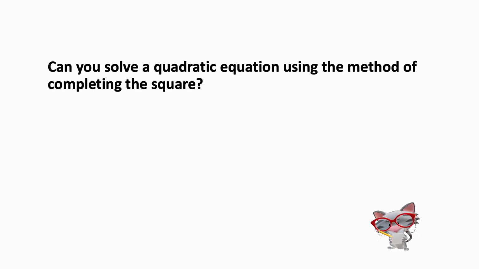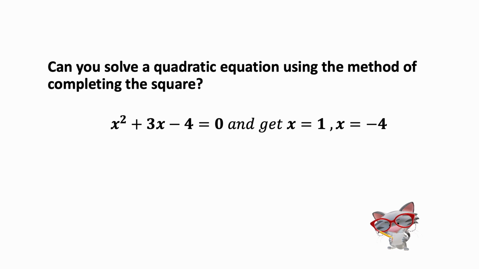So, Fully Brighters, can you solve a quadratic equation using the method of completing the square? I know you can do it. Why not try this on your own? X squared plus 3x minus 4 equals 0. Using the method of completing the square, you should get x equal 1 and x equal minus 4.